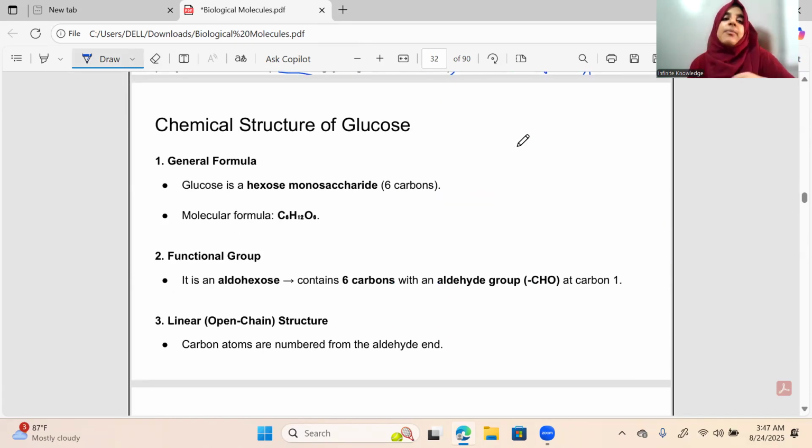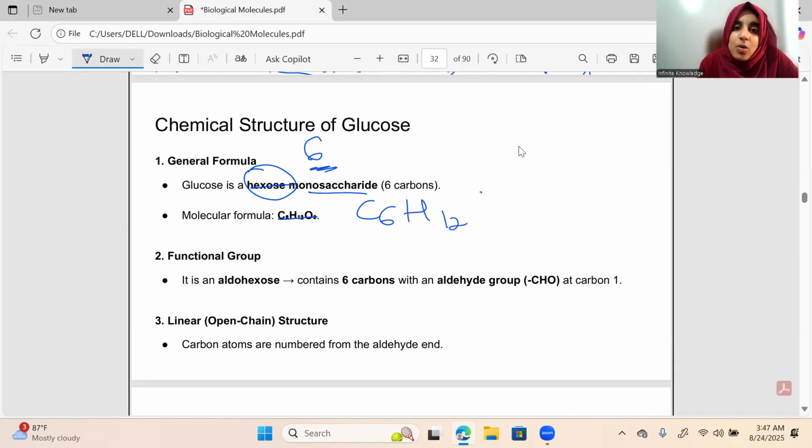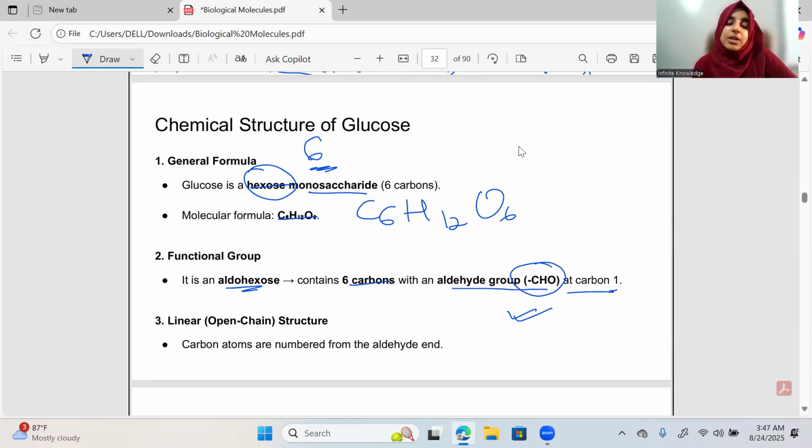Next, we move on to the chemical formula and the chemical structure of glucose. Glucose is a hexose monosaccharide. Now, what do you mean by hexose? Hexose means having 6 carbons, okay? And the molecular formula is C6H12O6, right? Glucose is an aldohexose. It contains 6 carbons, which has an aldehyde group at carbon number 1, okay? The aldehyde group is CHO and it is present at carbon number 1.